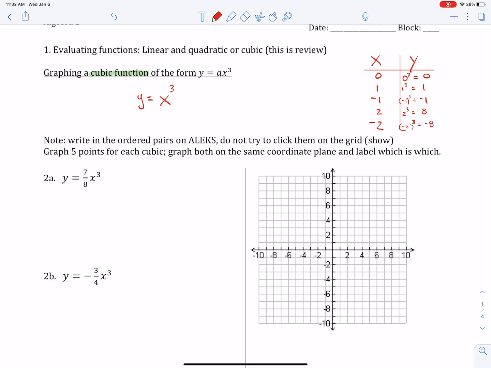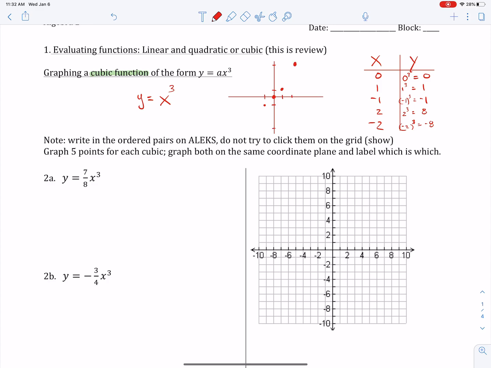And just to see an example of what this would look like when you have something to the third power, well, I have 0, 0 as a point. And then I have 1, 1. We'll say that's right here. And then I have -1, -1. We'll say that's right here. And then I have 2, 8. Let's just say that's way up here.